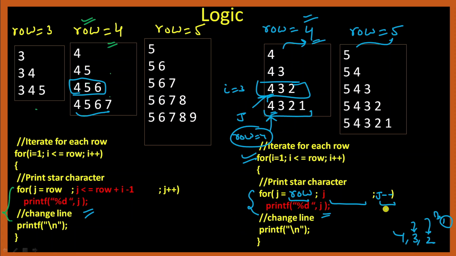And then we have to come out, right? So this j minus minus will be there, okay, because we are decrementing by 1. This is equal to j minus 1, right? This is the short notation.